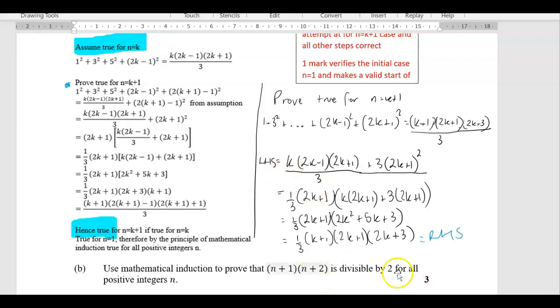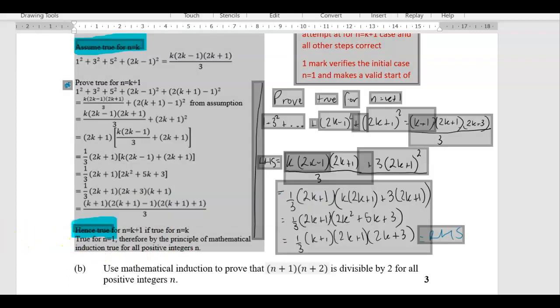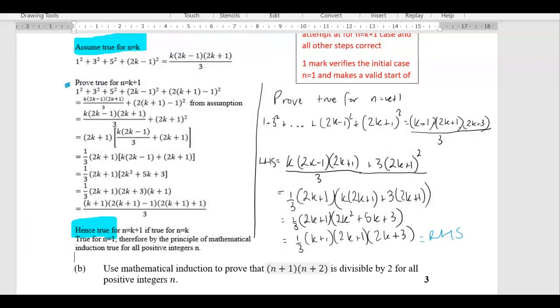Since we've shown that, we now need to put our concluding statement that along the line says, since it's true for n equals 1, it's also true for n equals k, and it's true for n equals k plus 1. Therefore, by mathematical induction, it's true for all positive integers. So that was for 3 marks.